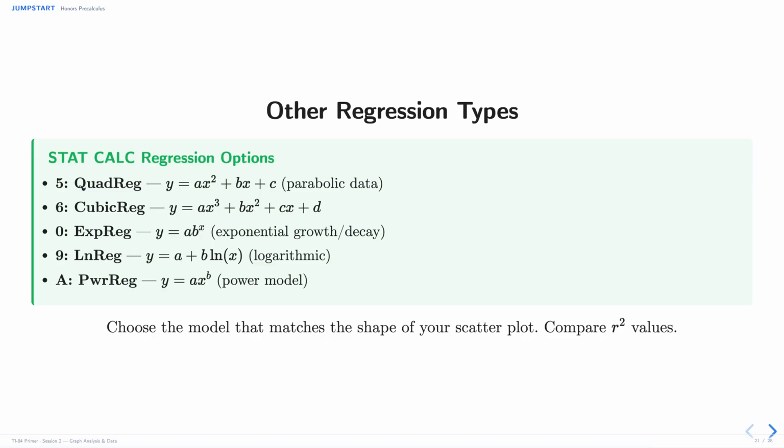In addition to linear regression, there are other regression options available in the Stat Calc menu. You can choose quadratic regression for parabolic data, cubic regression for cubic data, exponential regression for growth or decay patterns, logarithmic regression, and power regression. Always select the model that best matches the shape of your scatter plot and compare r-squared values to determine the best fit.